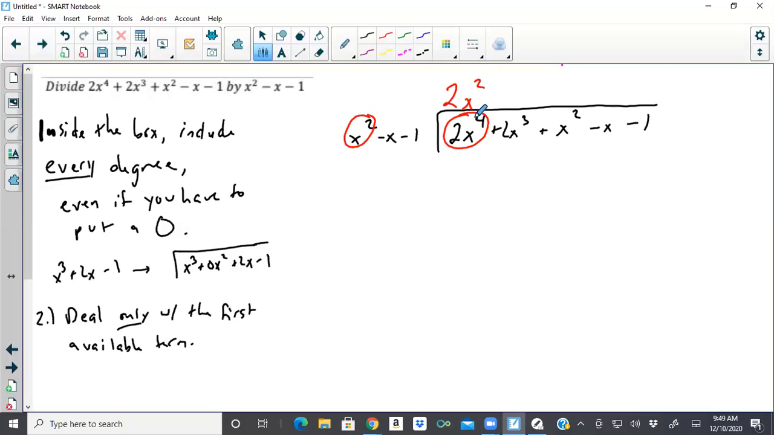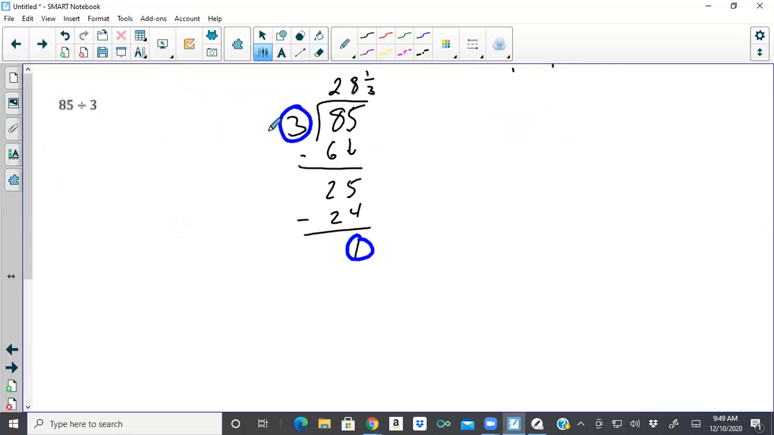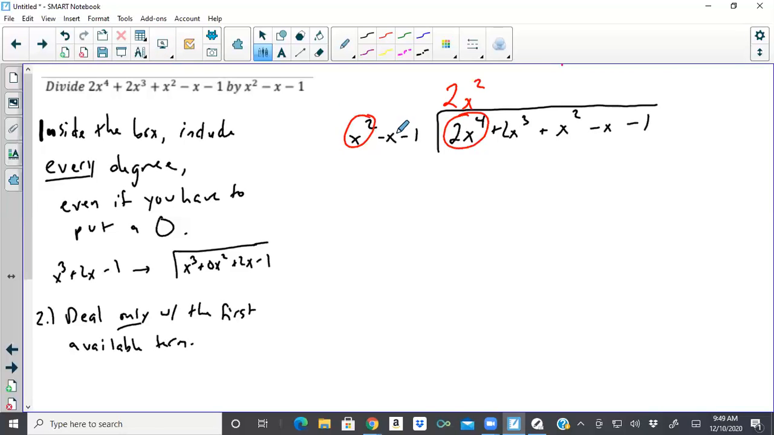So the question that I asked the last time was, how many times does 3 go into 8? And the answer is 2. The answer to this one is basically, how does this one turn into this one? And the answer is up here. So it's the same exact thing with long division.